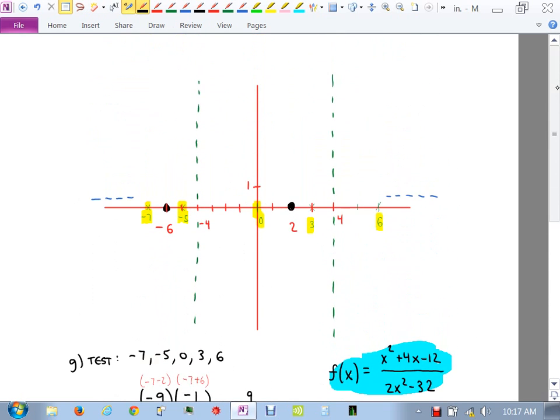Okay, let's go. We're ready to graph. Let's do it. We still got 2 more to go. I don't think we're going to be able to do it.